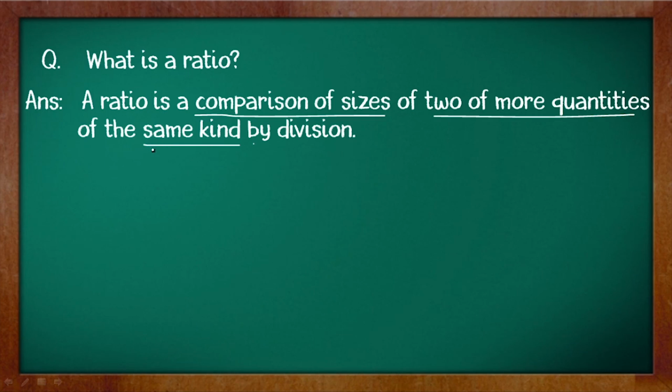So whenever you are comparing two quantities, it should be the same. When you are comparing the heights of people, it should be the height of both the people. If you are comparing weight, it should be the weight of both the people. You cannot compare height and weight. The quantity must be the same.